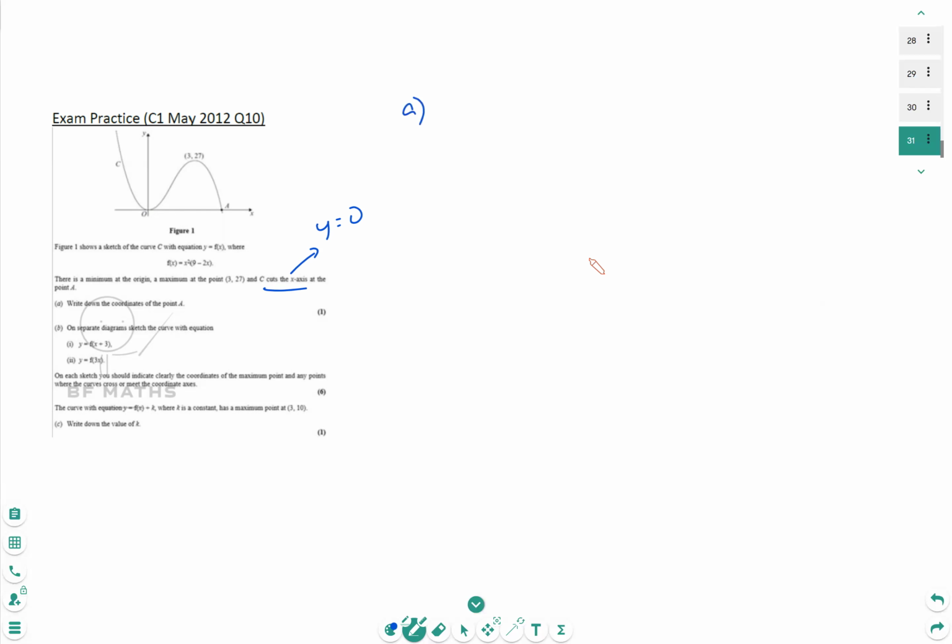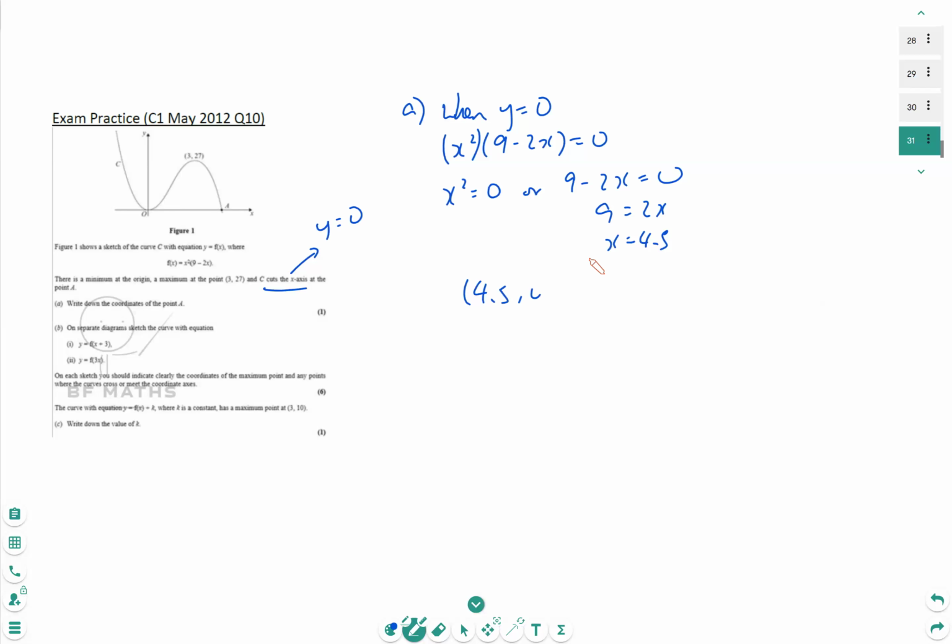So when y equals 0, we get x squared times (9 minus 2x) equals 0. There's a hidden bracket in here. So x squared equals 0 or 9 minus 2x equals 0. Bring the 2x over and divide: 9 equals 2x, divide by 2, x equals 4.5. The question wants us to write it as a coordinate, therefore we must write it as a coordinate.